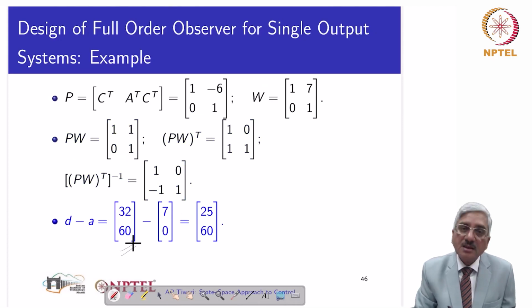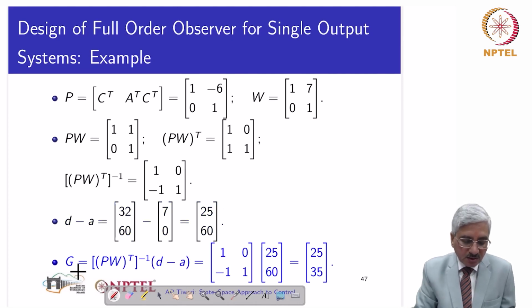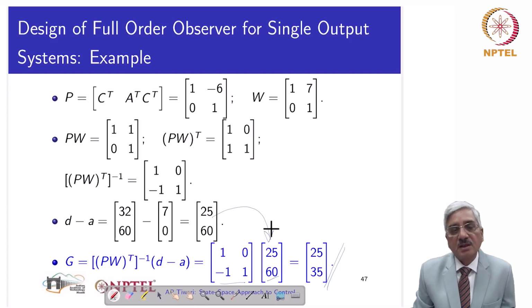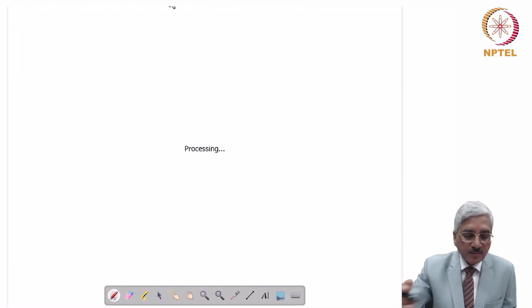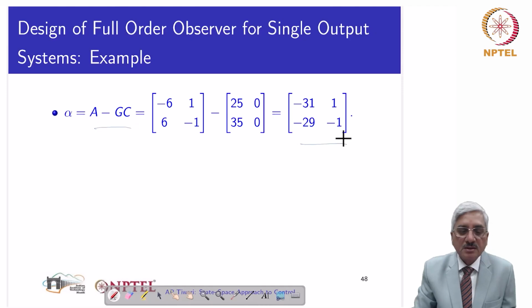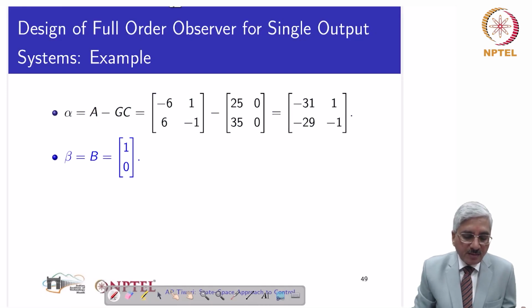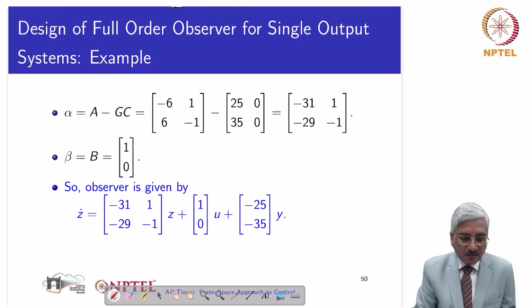And D minus A will be, this is D for the observer, this is A, and so D minus A is this. 32 minus 7, 25, 60 minus 0, 60. And so the G will be given by this: PW transpose inverse into this difference D minus A. That is the gain G for the observer. And so alpha can be obtained as A minus GC, which will be this. With alpha obtained, the beta matrix will be the same as B. So this is that. And the observer will be given by Z dot equal to A minus GC Z plus beta U plus G into Y. G is this.